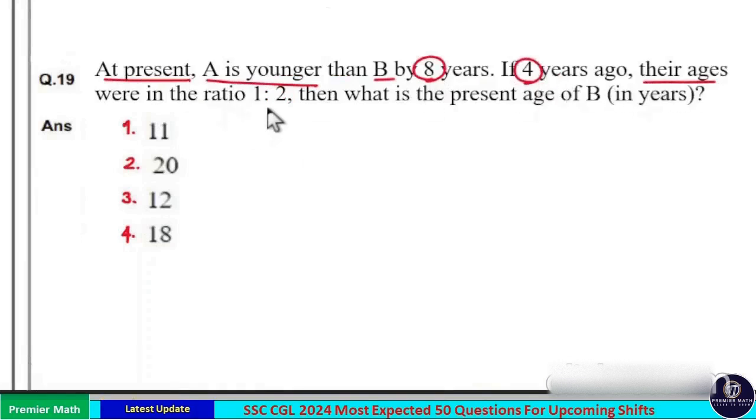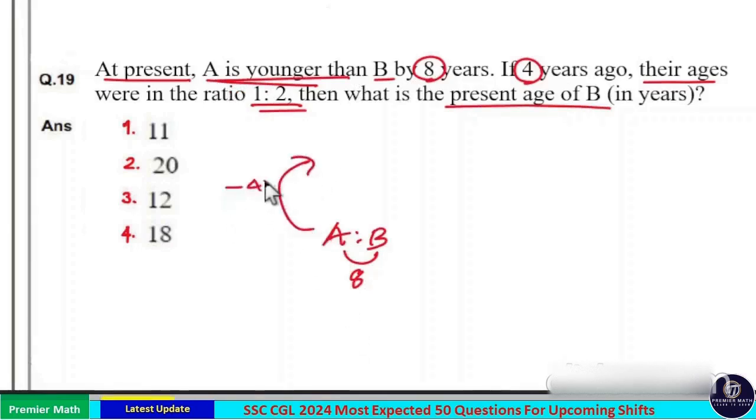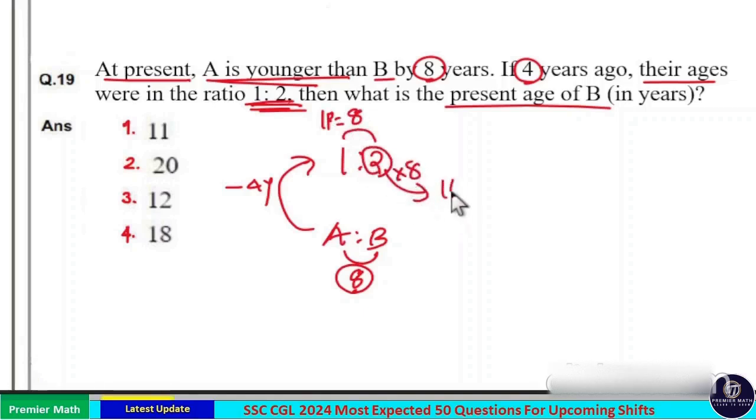At present, A is younger than B by 8 years. If 4 years ago their ages were in the ratio 1:2, then what is the present age of B? Here, age difference between A and B is 8 years. A is younger than B by 8 years. Now, 4 years ago, age ratio of A and B was 1:2. Here, age difference is 8, which is constant. That is, even before 4 years, the age difference between A and B was 8 years. Now, ratio difference is 2 minus 1, 1 part. So, 1 part as 8 means 2 parts is equal to 2 into 8, 16. That is, 4 years ago, B's age was 16. Now, after 4 years, that is presently, B's age is equal to 20.